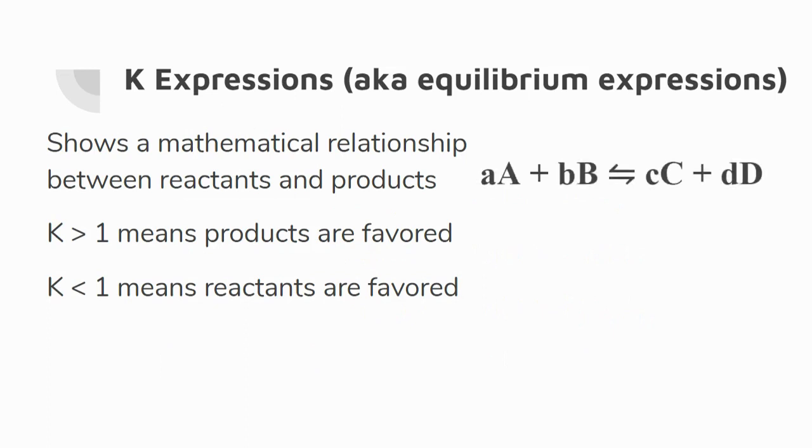So in general, if we have this equation, and this is just a generic equation using alphabet letters instead of actual elements, where the capital A, B, C, D represents the element symbol, and the lowercase a, b, c, d represents the coefficient that corresponds to that. So this would be like coefficient, element A, coefficient, element B is in equilibrium, meaning it goes back and forth with coefficient element C plus coefficient element D. So these are the products, these are the reactants.